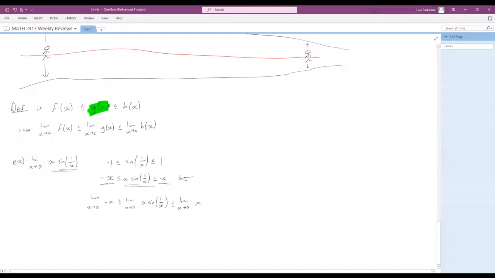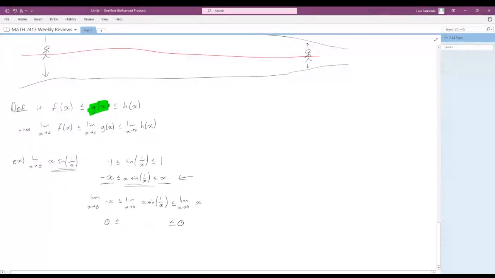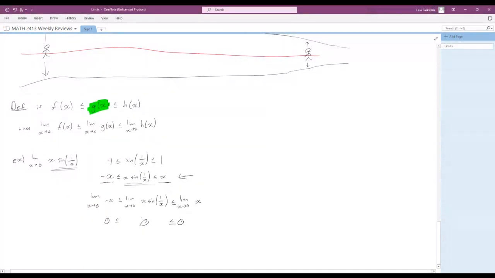All right, so let's solve the outside limits. What's the limit as x approaches 0 of just negative x? 0. Pretty easy. What about for the right-hand side? The limit as x approaches 0 of positive x? Also 0. So what does that tell us about the middle value? It has to be 0. So what's our limit? 0. That's how the squeeze theorem works. Pretty neat, huh?